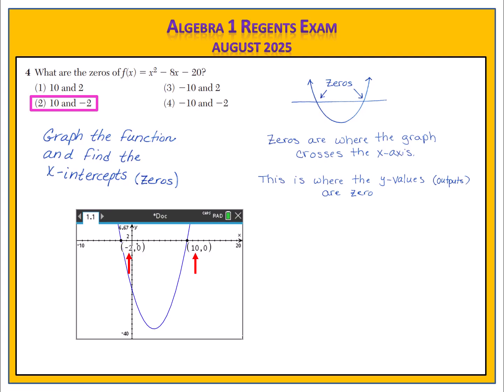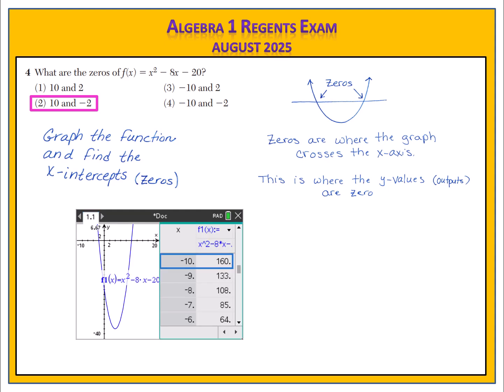Looking at the 4 choices given to us, 10, 2, -2, and -10, one other possibility we have is to go into the table and check those x values to see if they have an output of 0. -10 has an output of 160. It is not one of the zeros. -2 has an output of 0. That is one of the zeros of the function. 2 has an output of -32, so 2 is not one of our zeros. And 10 has an output of 0. That also is a zero of the function. The zeros are 10 and -2.